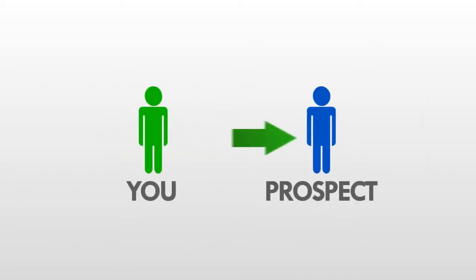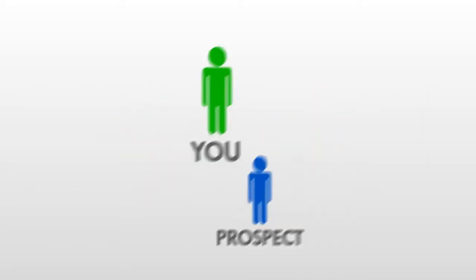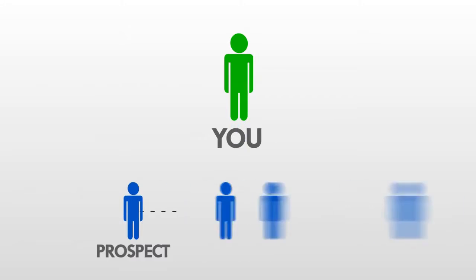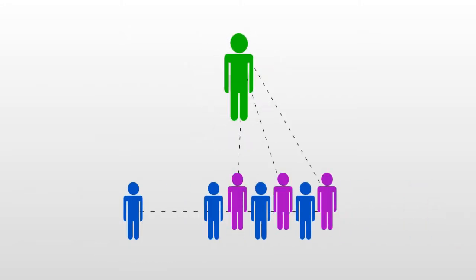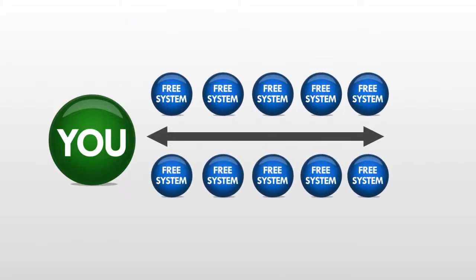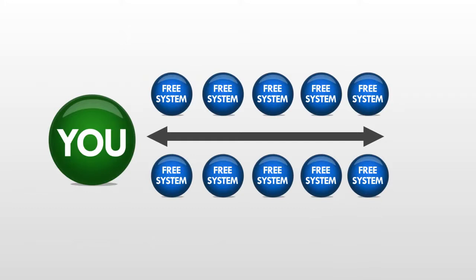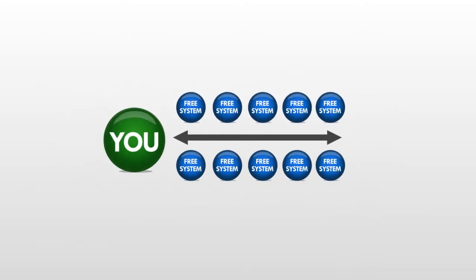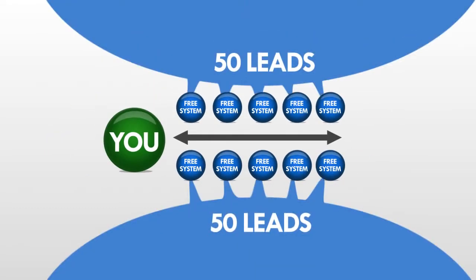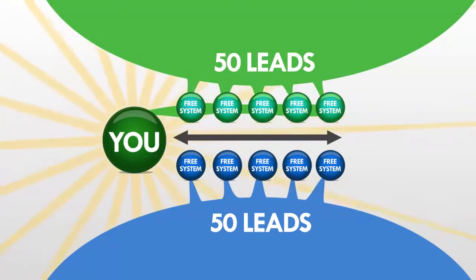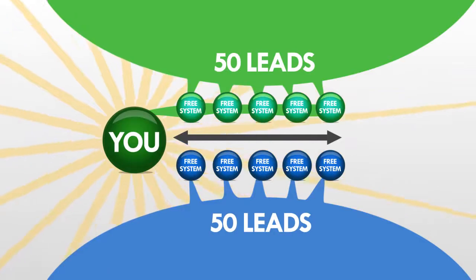When anyone that you give the free system to starts generating leads, every other lead is going to roll up to you. For example, suppose you give away 10 free systems. You're going to have 10 great leads. You would now be receiving every other lead that these 10 people ever generate. When these 10 people generate 10 leads each, that's 100 leads. But with every other lead rolling up, that's 50 free leads deposited directly into your contact manager.